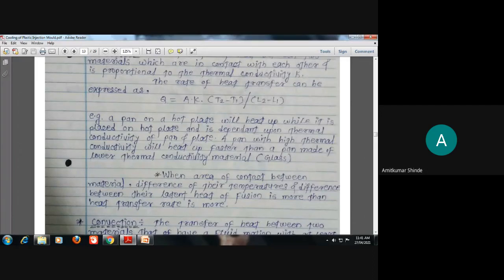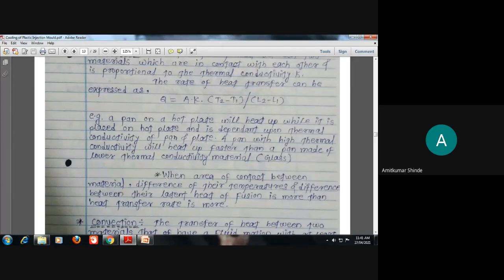The difference in their temperatures and the difference in their latent heat of fusion. If this ratio is more, then again the heat transfer rate is more, and if this ratio decreases, then the rate of heat transfer also decreases. Okay, so this is the conduction.